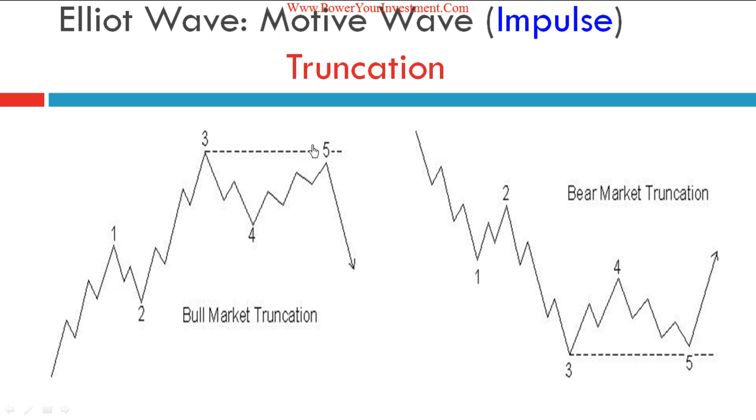Now look at the fifth wave here. What happens is we have a valid 5 wave structure. 1, 2, 3, 4, 5. Third wave is not the shortest. Fourth does not enter the price territory of subwave 1. But the fifth wave, after the completion of all the 5 divisions, does not manage to go beyond the third wave. Now this is a bull market truncation. The exact reverse of this is a bear market truncation. The rules are the same.